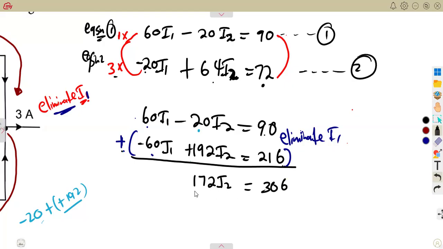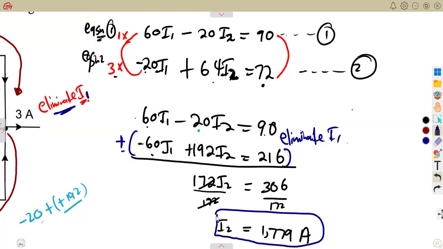Since you want to calculate I2, what can you do? You can simply divide by 172, divide by 172 both sides. This was going to give us I2. So 306 divided by 172 is 1.779 amps. Remember, this is current, and our current is measured in what? In amps.